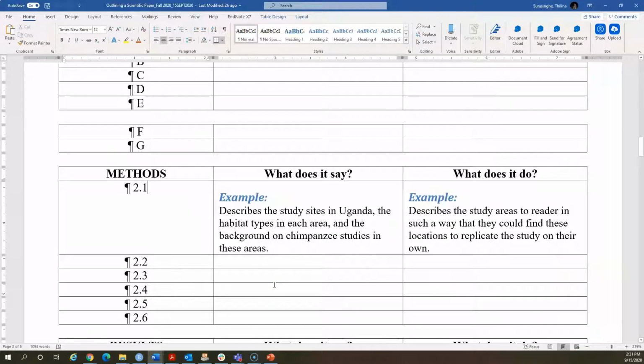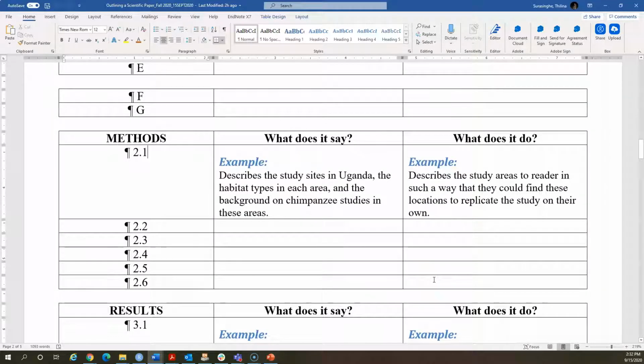2.1 paragraph in methods. Describe the study site in Uganda. That's the purpose, right? Usually, like any paper, the very first paragraph in methods describes the location. Where was this study being conducted, right? What kind of habitat types are available there, right? Kind of a background on that particular specific locality that the study is going to be focused on. Purpose of that? Well, the purpose is kind of straightforward. It gives the reader an idea about the basic information about the study site, right?